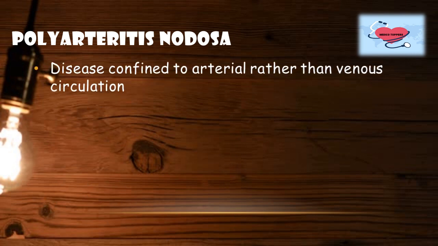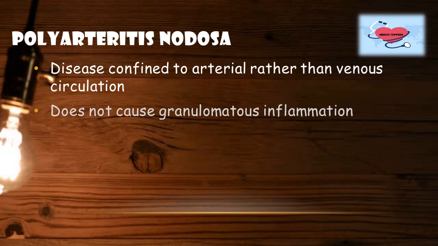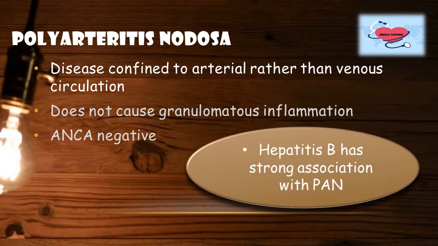Polyarteritis nodosa. Here the disease is confined to arteries rather than the venous circulation, and it does not cause granulomatous inflammation, as we already know it is a non-granulomatous disease. Then ANCA is negative, this also we had seen already, and it has a strong association with hepatitis B. This is one of the most important MCQs.